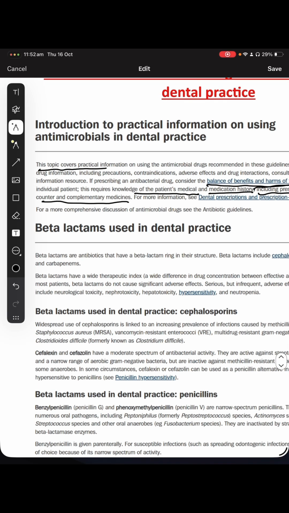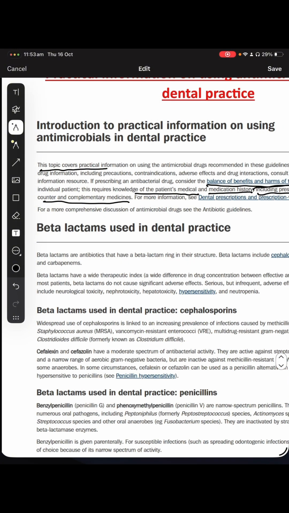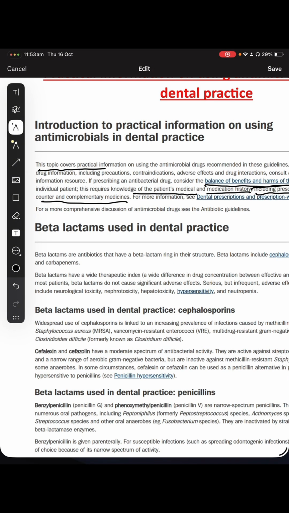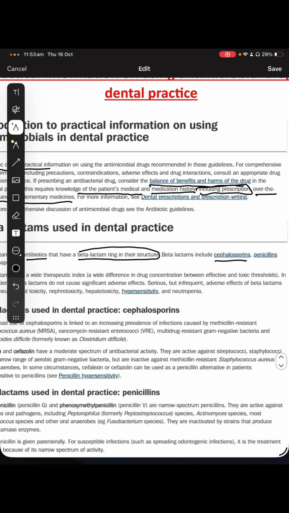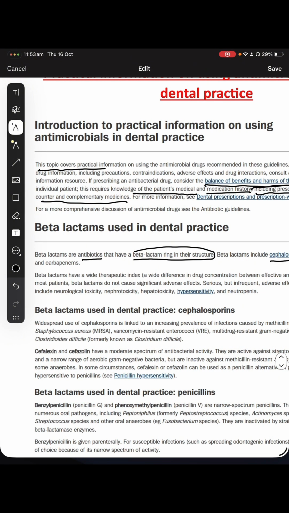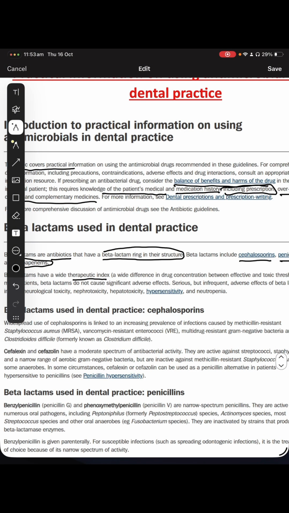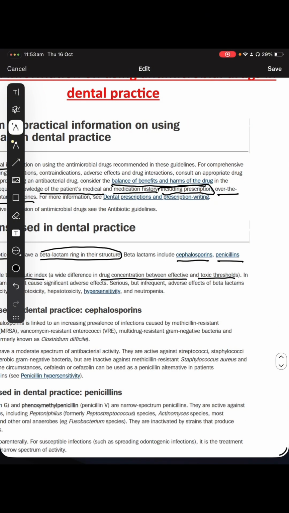Now, beta lactams used in dental practice. What are beta lactams? Beta lactams are antibiotics that have a beta lactam ring in their structure. Beta lactams include cephalosporins, penicillins, and carbapenems. Beta lactams have a wide therapeutic index. What does it mean? Wide therapeutic index means a wide difference in drug concentration between the effective and toxic threshold.